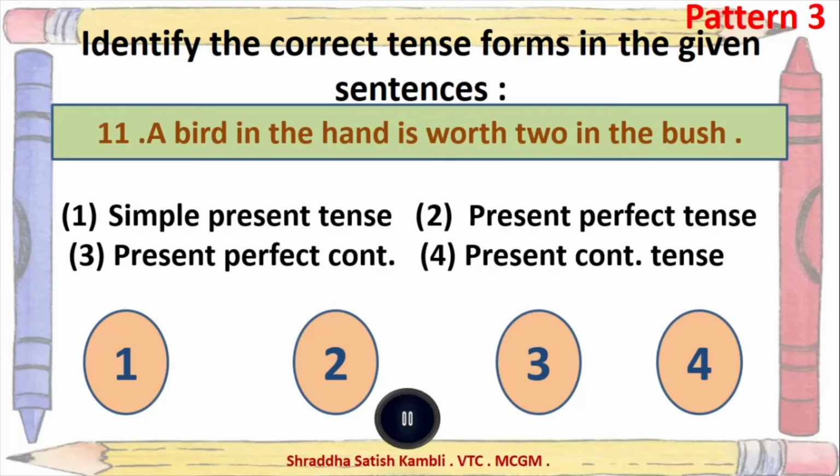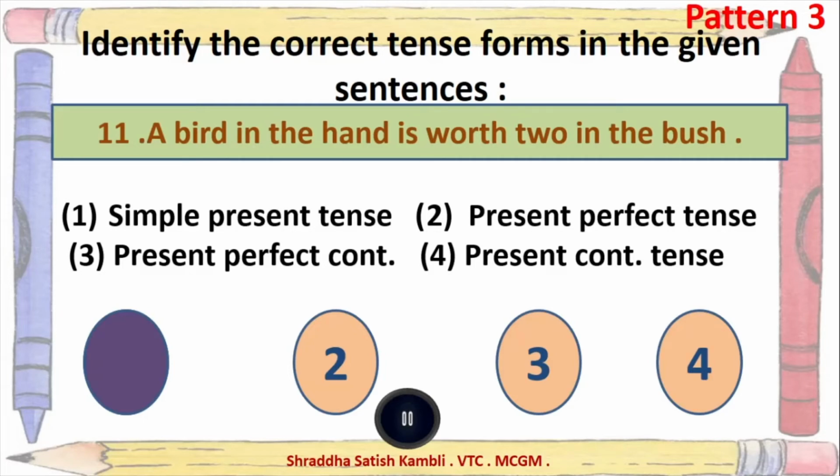Answer is option number 1. Simple present tense. Now it is a saying, it is a universal truth, it is a proverb. A bird in the hand is worth two in the bush. That is, if you have one bird in your hand and there are two inside the bush and you want to catch those two and you let go of this, that is also gone and this is also gone. So it is a simple present tense. So most of the proverbs also are in simple present tense.